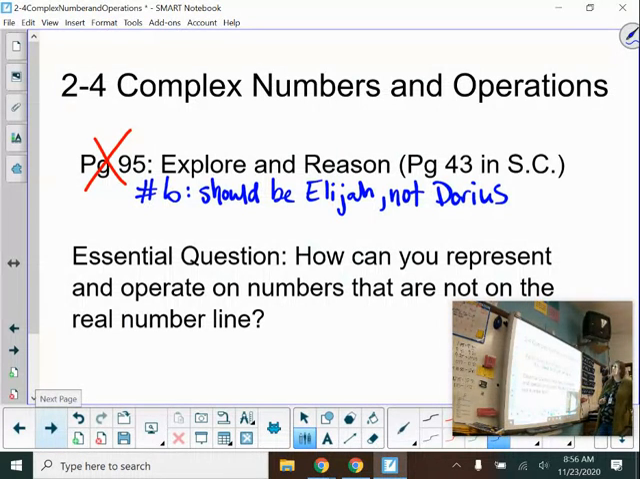Okay, so complex numbers and operations. So we are going to be looking at complex numbers today, and you'll see what I mean by complex number once we actually get into our lesson. And your essential question, how can you represent and operate on numbers that are not on the real number line? So we're going to be looking at things that previously we could not do.